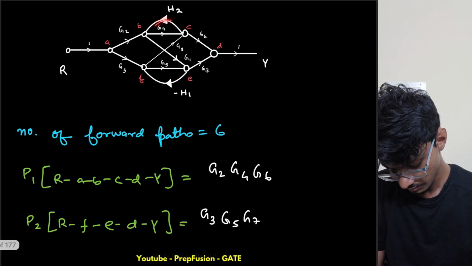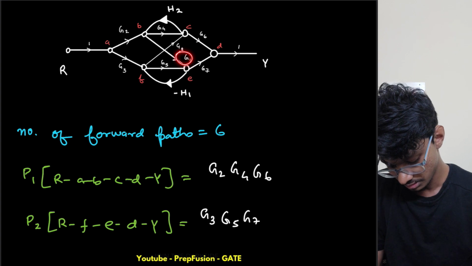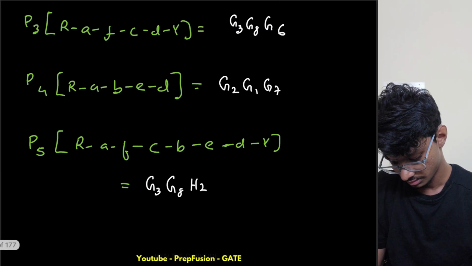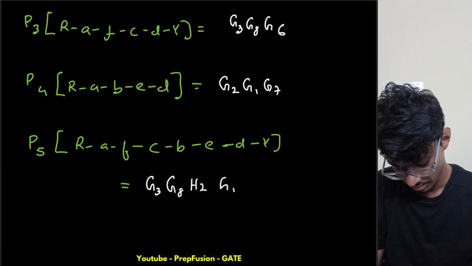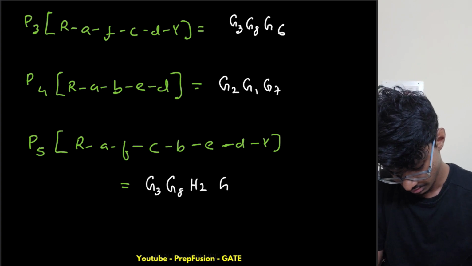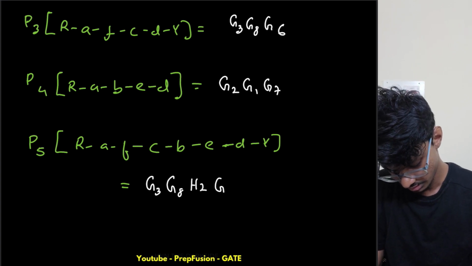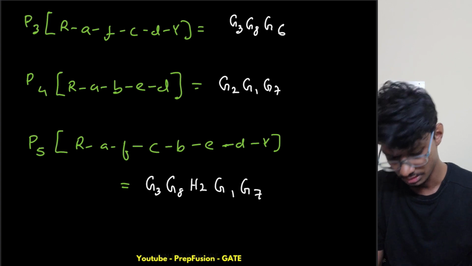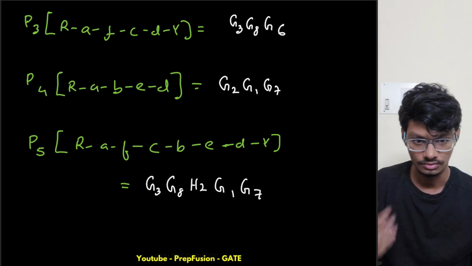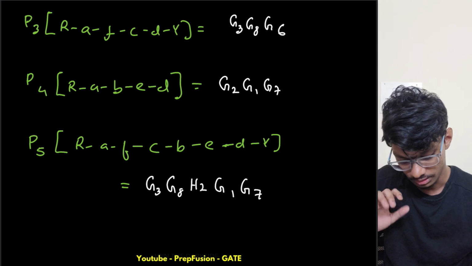G3, G8, H2. Okay. Then G1, G7. Sorry, G1 and G7, right? So this is G1 and G7. So let me rearrange this.